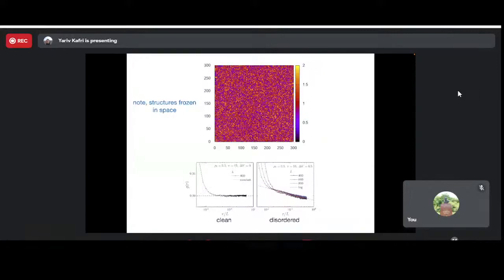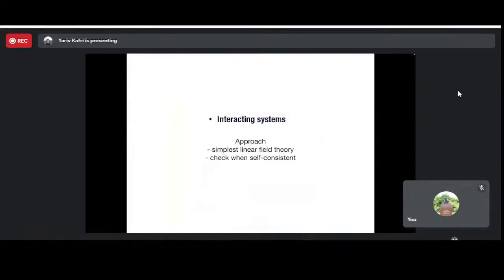Okay, other questions? Okay, so now I'm going to turn to interacting systems. The approach will be to write down the simplest linear theory that we can imagine to describe this, and then I'm going to check when it's self-consistent. And sometimes you're lucky and you're self-consistent within the linear theory.